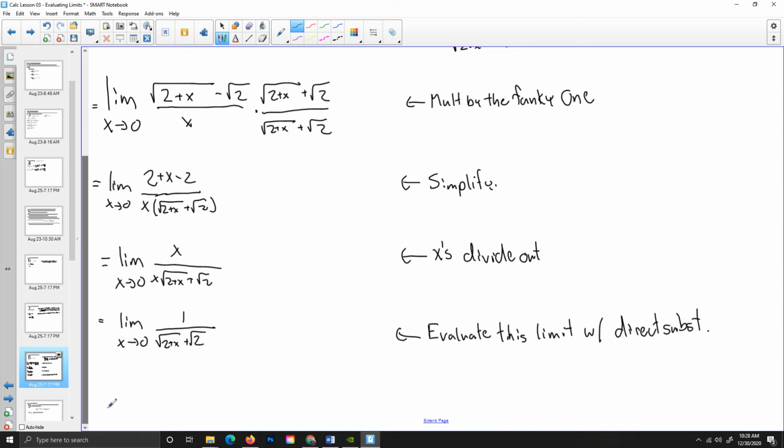And so what that allows me to do, and again, now I am evaluating the limit, so I don't have to write it anymore. It'll be 1 over the square root of 2 plus 0 plus the square root of 2. So 2 plus 0 is just 2, so I have the square root of 2 plus the square root of 2. This is 1 over 2 square root of 2, and we should rationalize our denominator and say that we'll go square root of 2 over square root of 2. That'll give me square root of 2 all over 4 as my final answer.